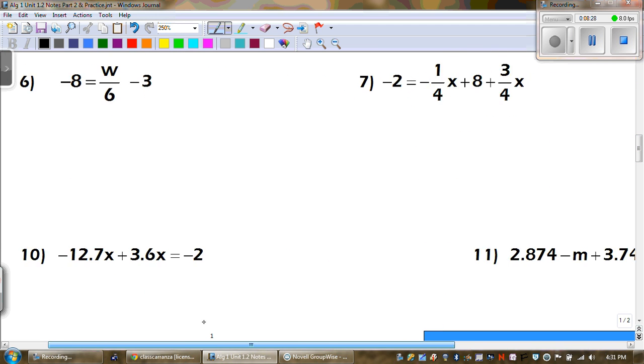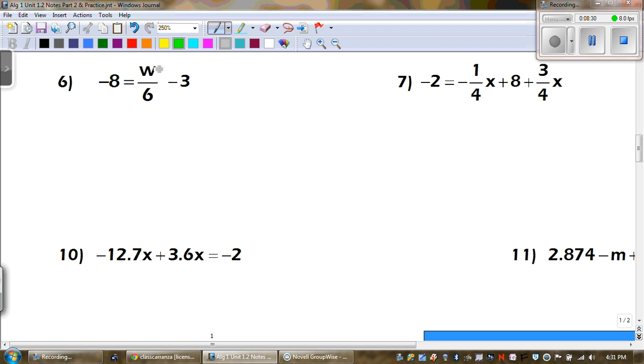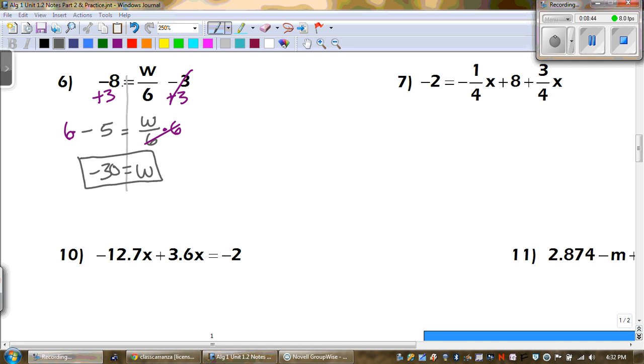Moving on to number 7. Why don't you guys pause the video and see if you can do this one all by yourself. Good luck. Okay, so we had to add 3 to both sides and then multiply by 6, and that's where we get negative 30 equals w.